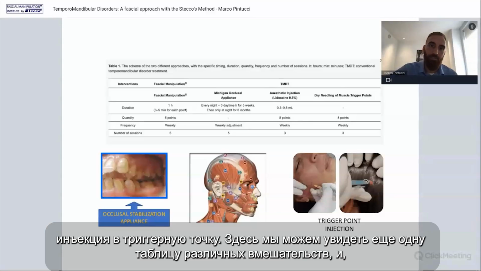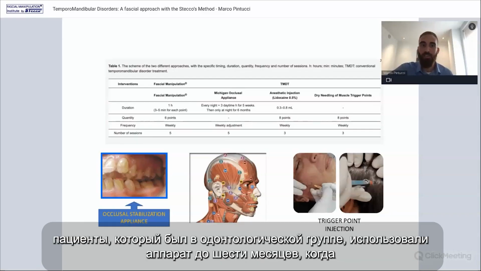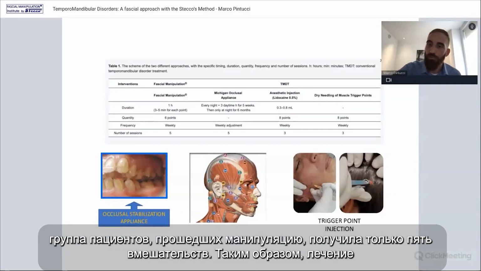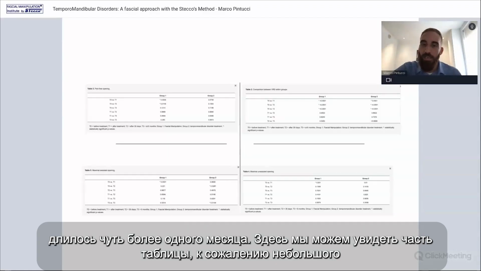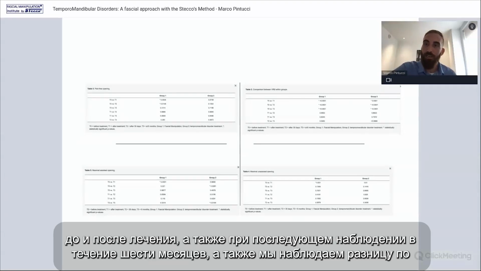Here we can see another table of different interventions, and it's quite interesting to understand that we will see also from the follow-up results that the patients in the odontological group used the appliance for up to 6 months, whereas the group of patients that underwent fascial manipulation only received 5 interventions, so treatment that lasted just over 1 month. Here we can see some of the table, unfortunately a little bit small, about the results, but basically both groups had a statistically significant difference in terms of VAS scale between before and after the treatment, also at the follow-up at 6 months.